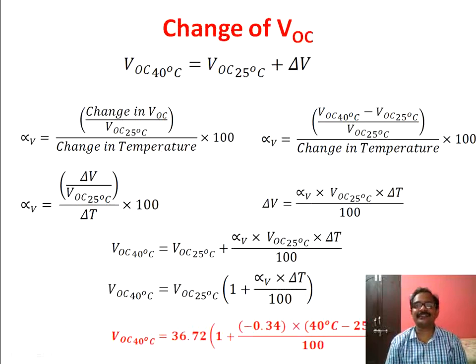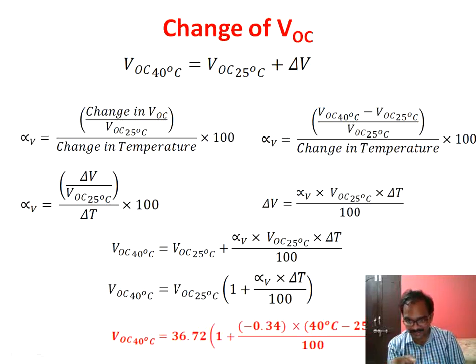Next bit. Change in VOC, that is VOC at 40 degrees centigrade equal to VOC at 25 degrees centigrade into 1 plus alpha V delta T by 100. What is alpha V given in the problem? Minus 0.34. And what is VOC at 25 degrees centigrade? 36.72. Therefore, VOC at 40 degrees centigrade equal to 36.72 into 1 plus alpha V is minus 0.34 percentage per Kelvin. Therefore, minus 0.34 into delta T, that is 40 minus 25, by 100. Then you will get 34.874 volts.